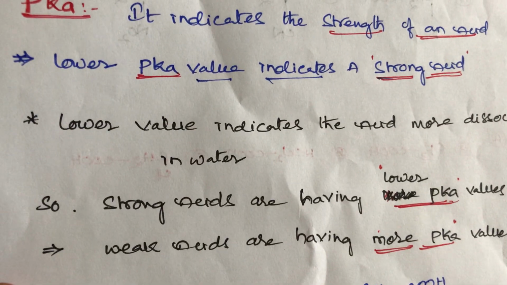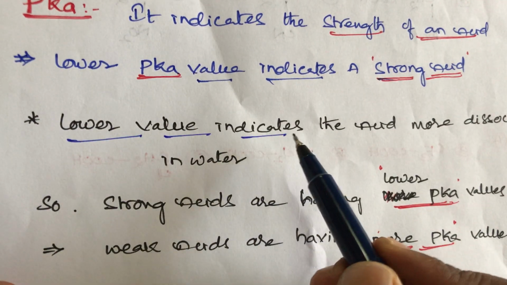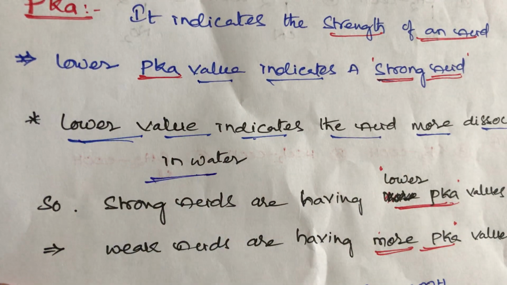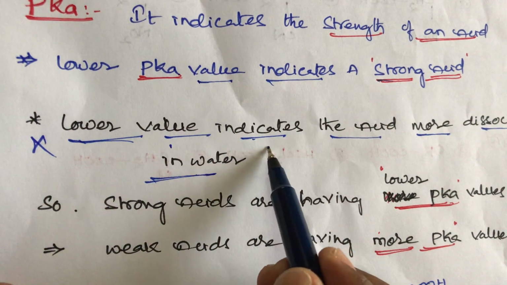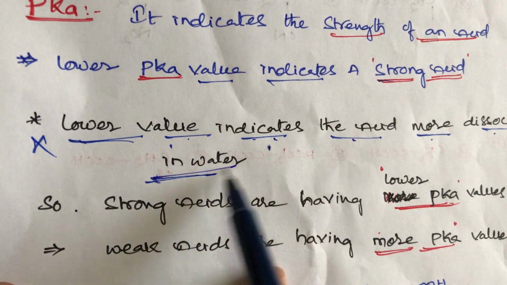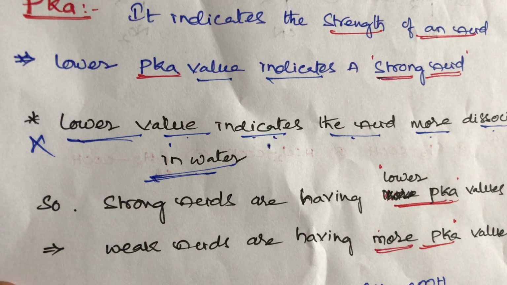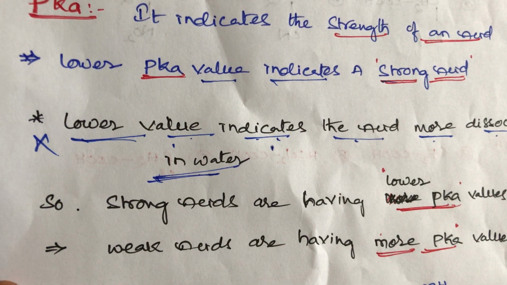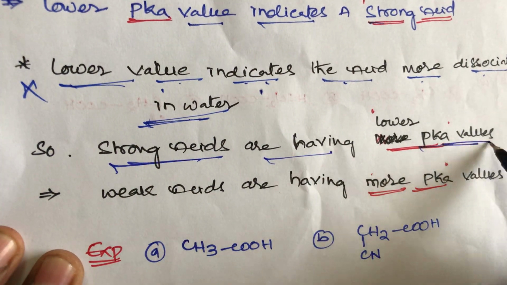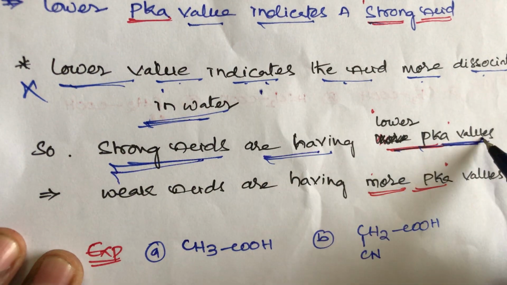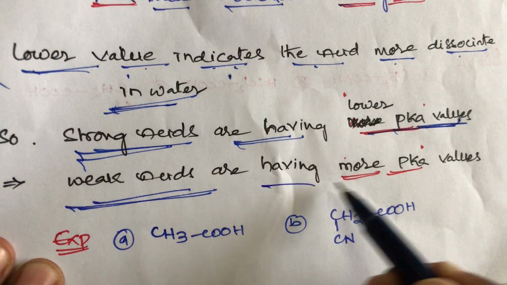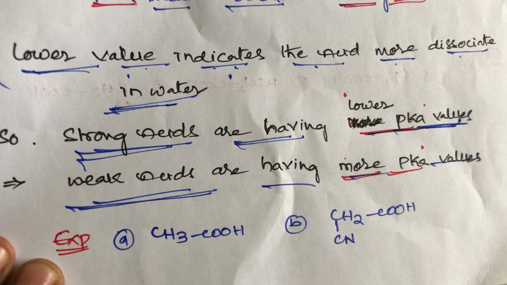So once again students, a lower value indicates the acid is more dissociated in water. So strong acids have a lower pKa value, and weak acids have a more pKa value.